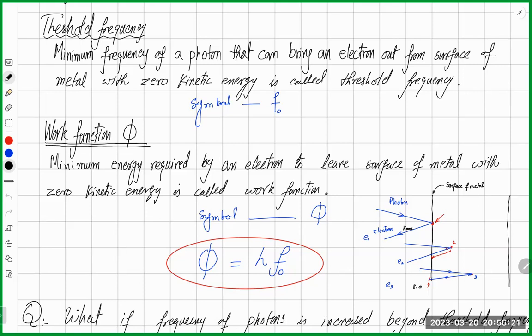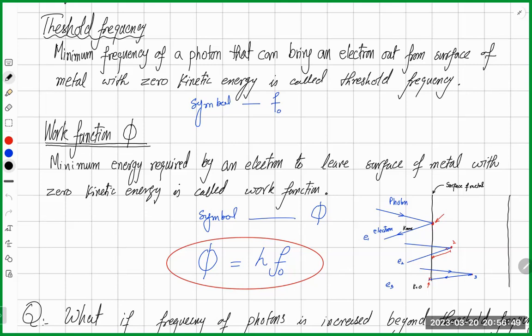Okay, and work function is the minimum energy that a photon needs to have so it can be absorbed by the electron, and that electron can come out of the surface of the metal with zero kinetic energy. So work function has a symbol phi. Planck constant times threshold frequency gives you work function.